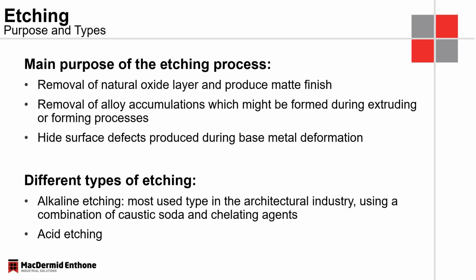So the next step here, I want to touch a little bit on the etching. And the main purpose of the etching process itself is the removal of the natural oxide layer that forms on the aluminum. So we talked about that before. This is a self-healing process, and this needs to be removed prior to anodizing. And this is what the etching solutions really do.